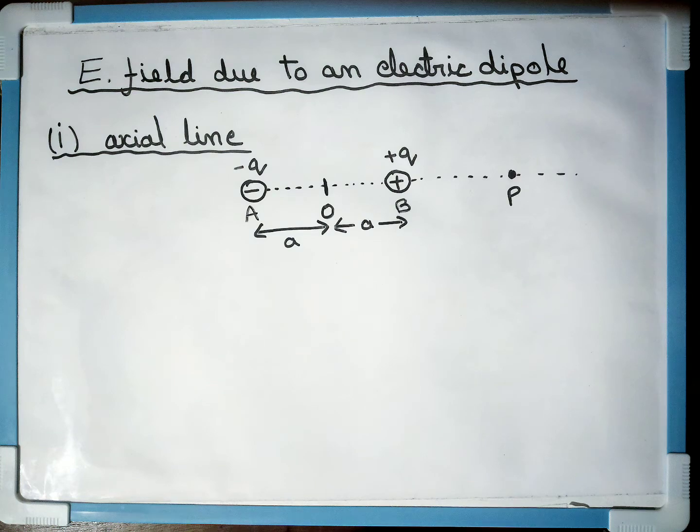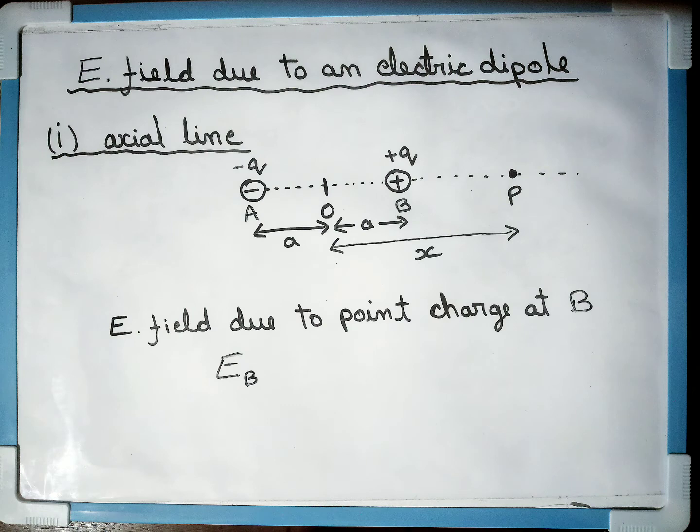Now let P be a point on the axial line which is at a distance x from the center of the dipole. Now we want to find the electric field at this point due to this electric dipole. First we'll find the electric field due to the point charge plus q, which is placed at B.